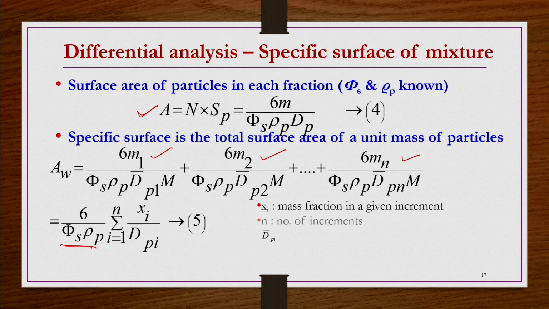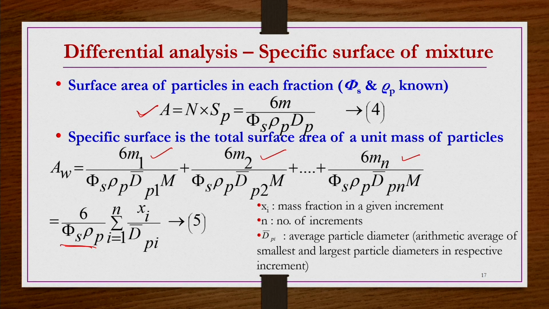Here xi is the mass fraction in a given increment, and n is the number of increments, that is, how many screens you arranged in the experiment, 1, 2, 3, 4 up to 10 or 20. That number is indicated by n. dpi bar is the average particle diameter, that is, the arithmetic average of the smallest and largest particle diameters in the respective increments.